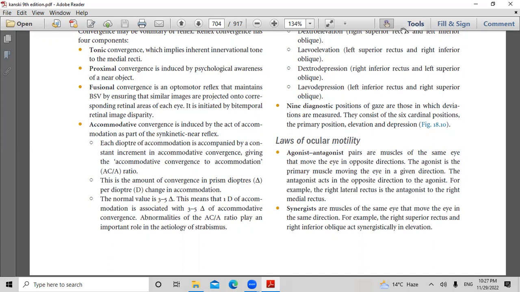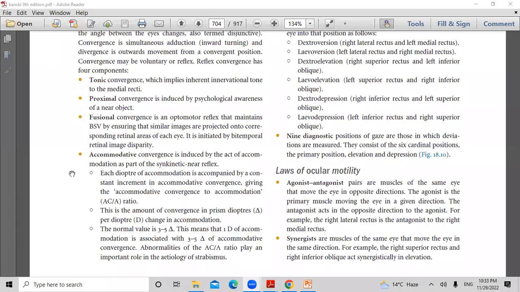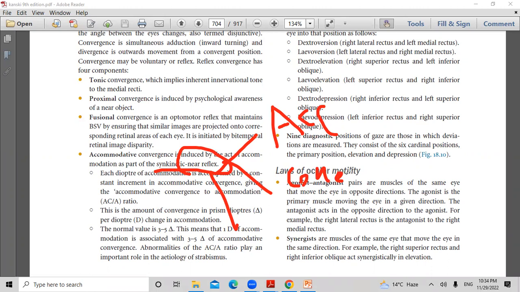Okay, I will give an example now. So accommodative convergence, this is a very important topic. It is induced by the act of accommodation as part of the synkinetic near reflex. What is the synkinetic near reflex? Near reflex or near triad, it's three things. We have the accommodation, we have the convergence, and we have the near object that will make the near triad. Sorry, miosis.